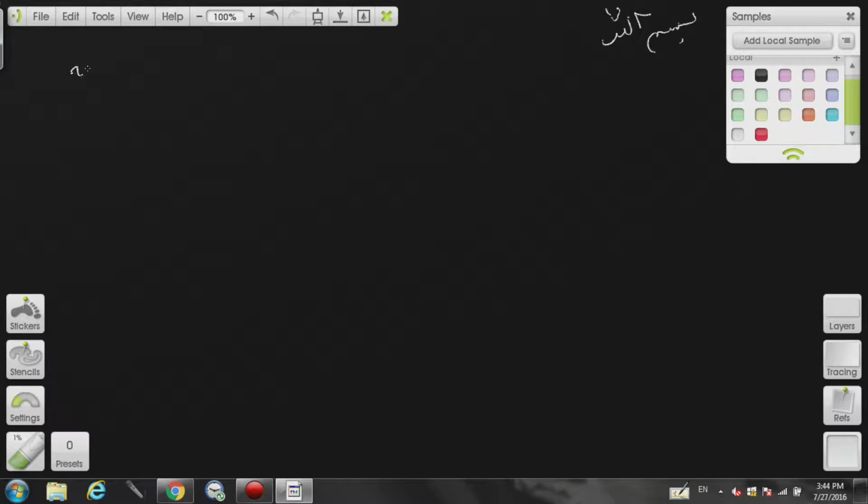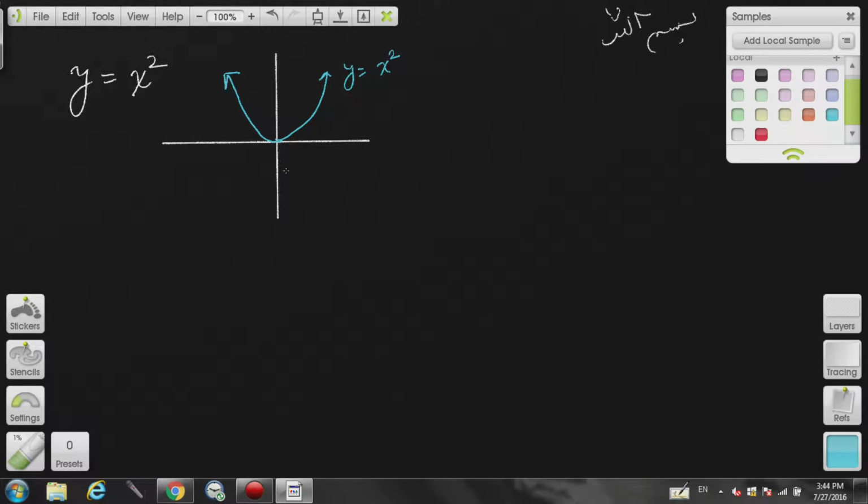So I have suggested to you y equals x squared is the parent graph of all quadratic functions, right? So this is y equals x squared. You have to know this. The vertex of this is (0, 0). That's the vertex. Got it? The axis of symmetry of this graph is x equals 0. It's this vertical line over here. Got it? Okay. So this is the parent graph.